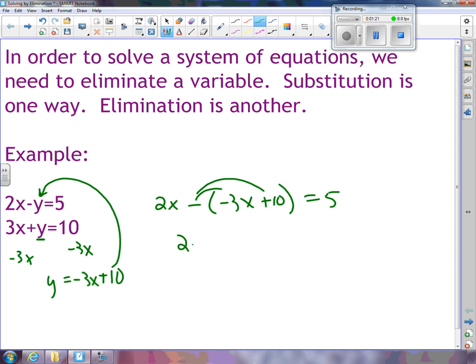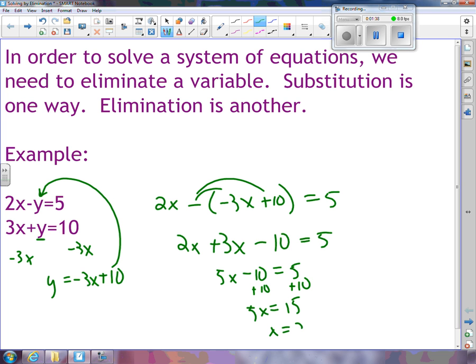2x plus 3x minus 10 equals 5. If I combine like terms, I get 5x minus 10 equals 5. Add 10 to both sides, and I get 5x equals 15, which means that x equals 3. Now that I know that x is 3, I can plug that into this equation to get the y variable. So negative 3 times 3 plus 10 equals 1. So the point of intersection is (3, 1).